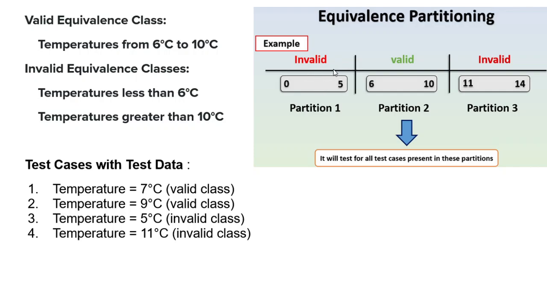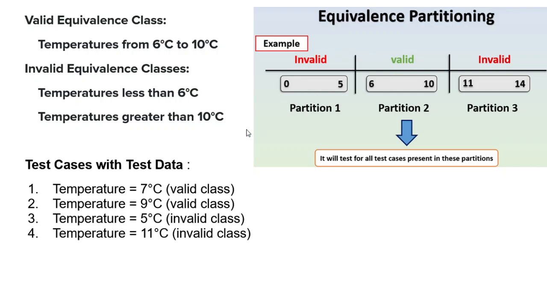So for temperature less than 6 degrees, temperature from 6 to 10 degrees, and temperature more than 10 degrees, these are the three classes which we have created. Now logically we will just pick one or two values from each class. For the valid class, we can pick the values 7 degrees Celsius and 9 degrees Celsius. If it works for 7 and 9 degrees, that means it will eventually work for 6 degrees and 10 degrees as well. Any value between 6 to 10, it will work for them.